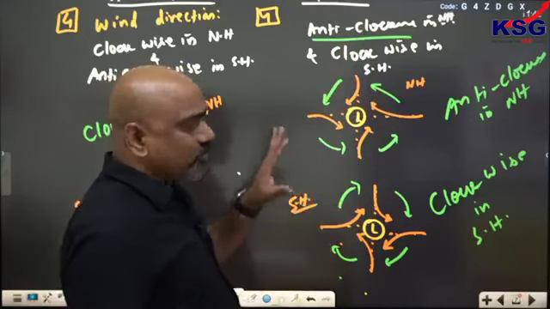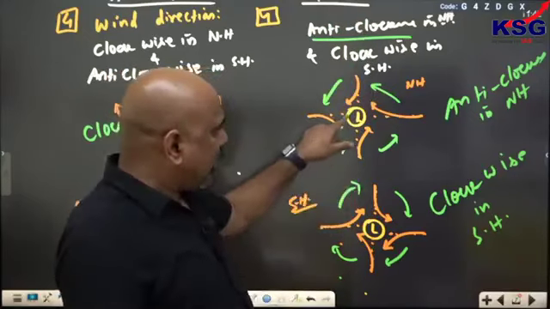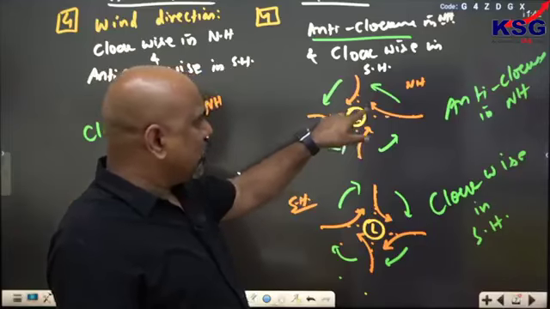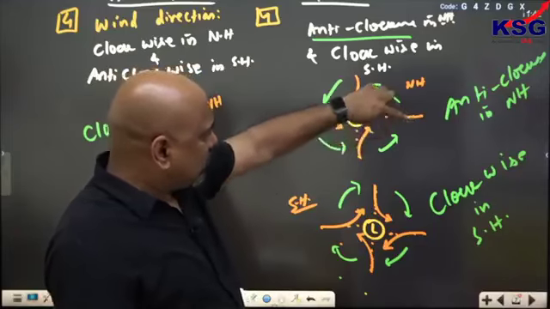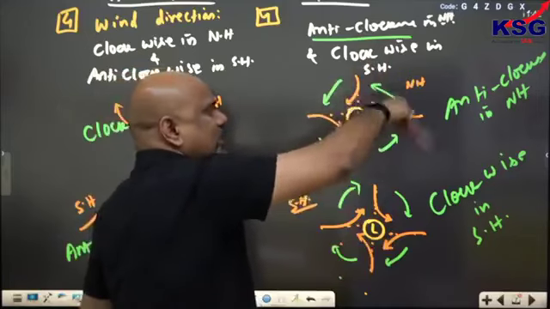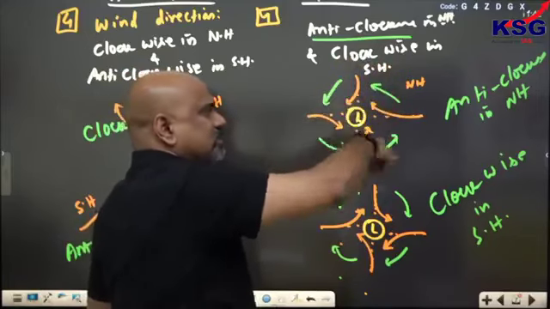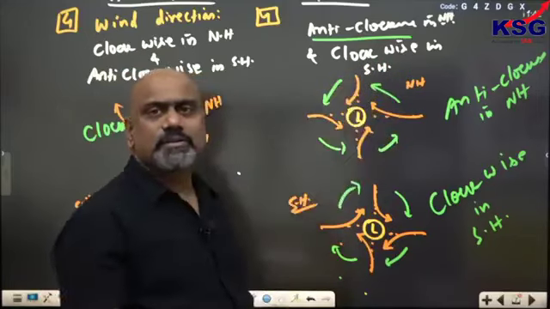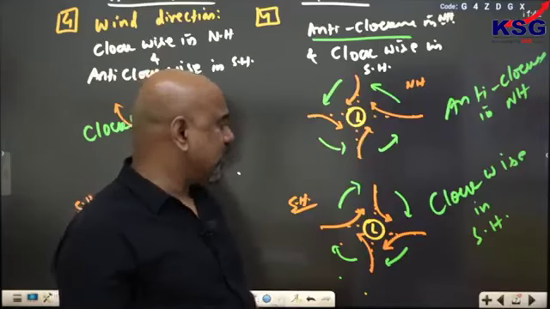So overall, from above, if you see, because the lowest pressure is here, wind will converge here but with a twist like this. So overall this circulation will be like this, anti-clockwise. So it is anti-clockwise circulation, I said.